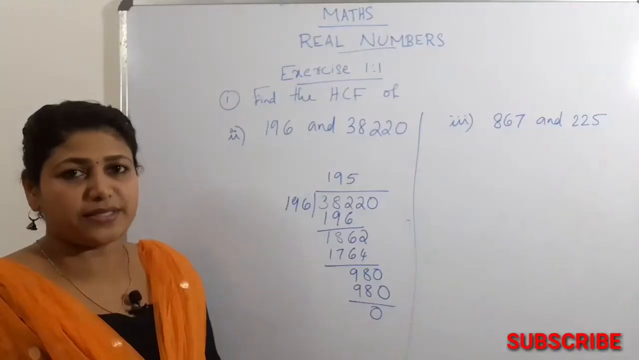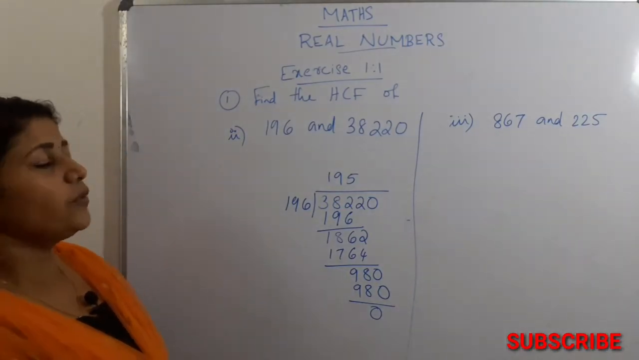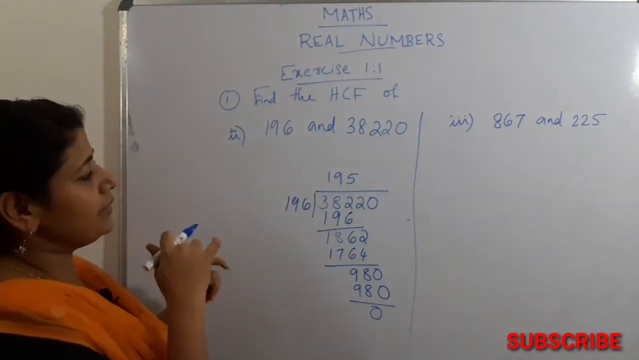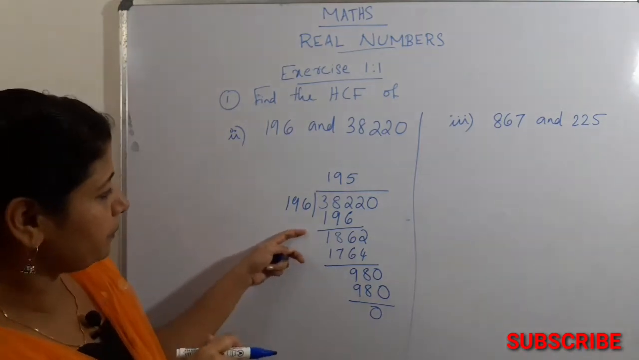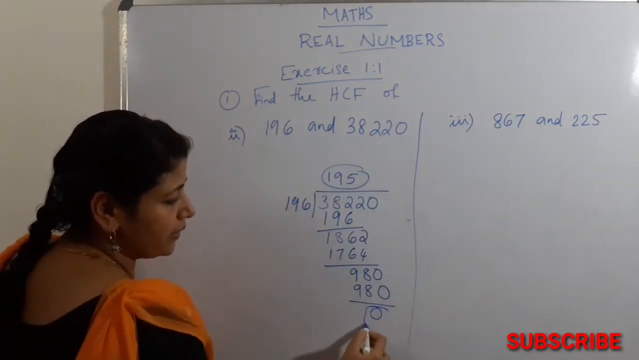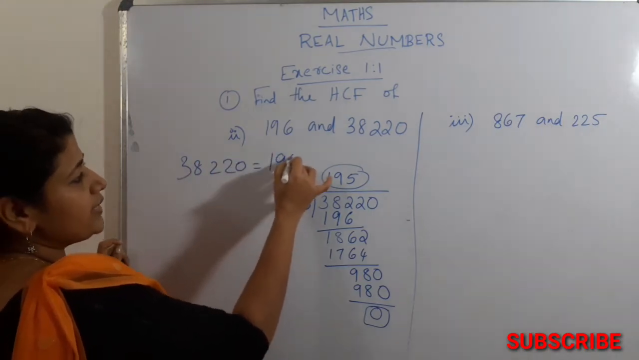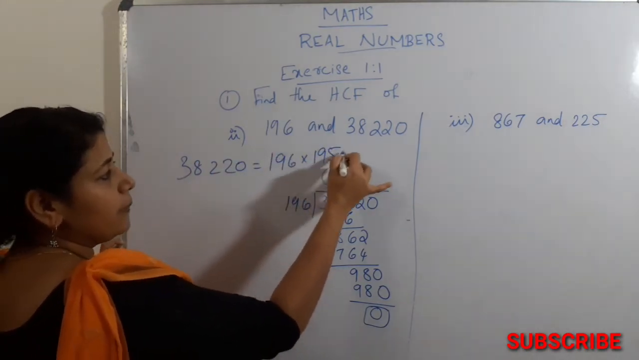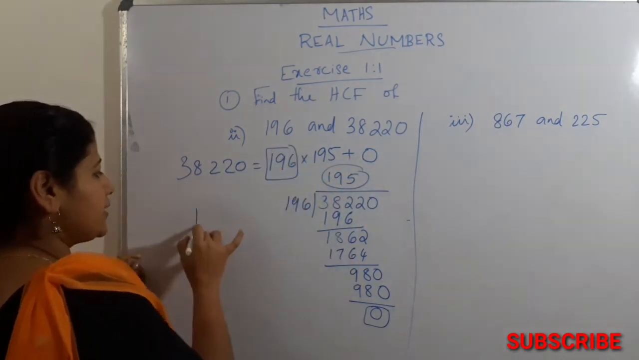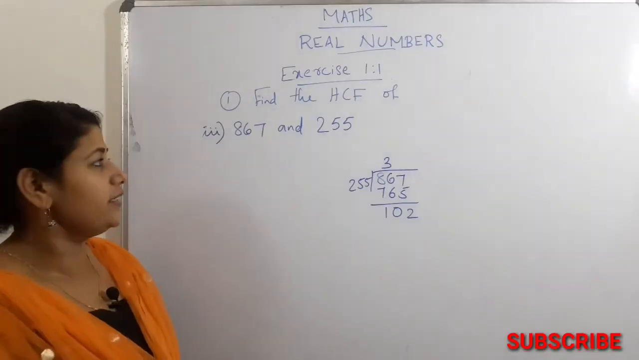Got it? Next question. Find the HCF of 196 and 38,220. What we want to do? You just divide 38,220 by 196. I have already done it here; please go through the steps. We are getting the quotient as 195 and the remainder as 0. So 38,220 can be written as 196 into 195 plus 0. Here the remainder is 0, so our answer is 196. Our HCF is 196.